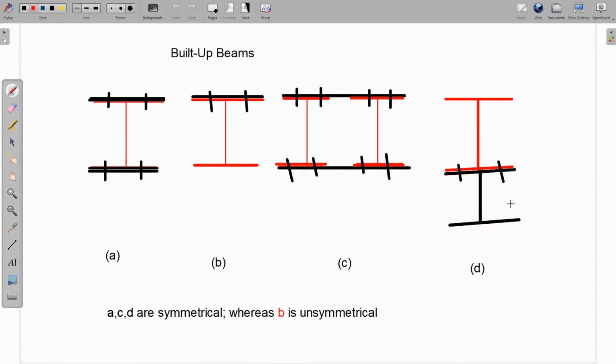Here, two I sections are there. If you look at these figures, A, C, and D, all these three are symmetrical because similar cover plates are provided on this side and this side. But if you look at B, this is unsymmetrical because only on one side we have provided the cover.